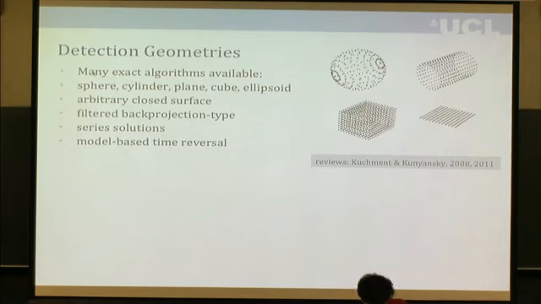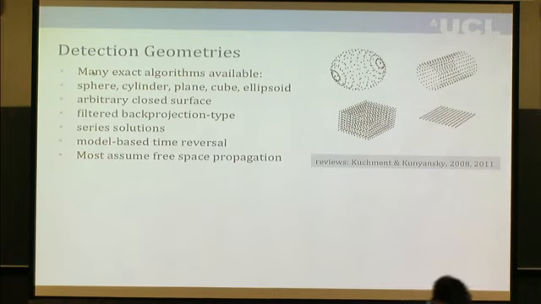And there are various different types of solution as well. So you've got filtered back projection types, lots and lots of them, all exact if you've got noise-free data and you've got a complete data set. Series solutions, some of which can be very fast because they use FFTs. Time reversal, which I just showed. But a key point is that most of them assume free space propagation. So I'm going to question, well, both of these assumptions are not necessarily helpful in practice.